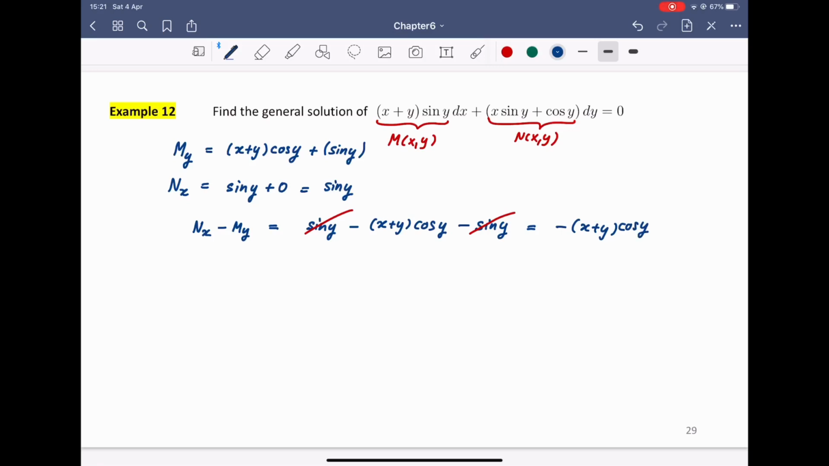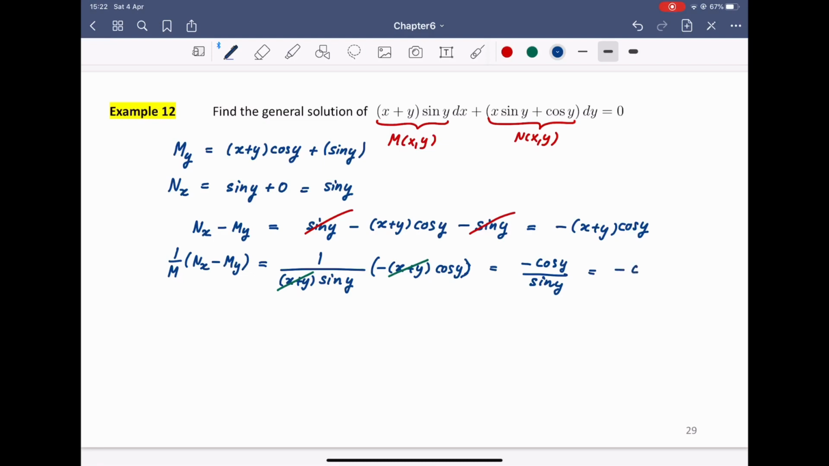And then if you multiply this thing by 1 over M, you can see that it is 1 over (x plus y) sine y times minus (x plus y) cosine y. So what you have here is something cancels. The (x plus y) cancels, and you have left negative cosine y over sine y. This is actually negative cotangent of y. This is just a function of y, right? We're going to call this thing g(y).